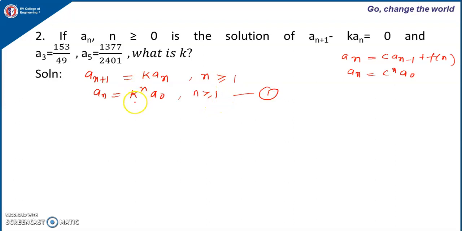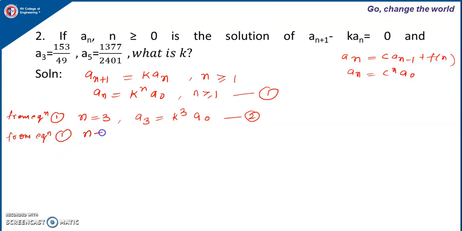Now we want to find the value of k, and the a3 value and a5 value are given. So from equation 1, if I substitute n as 3, this will be a3 is equal to k power 3 a0. That is equation 2. In the same way, in equation 1, if I substitute n as 5, it will be a5 is equal to k power 5 a0. That is equation 3. Using a3 and a5, we want to find the value of k.